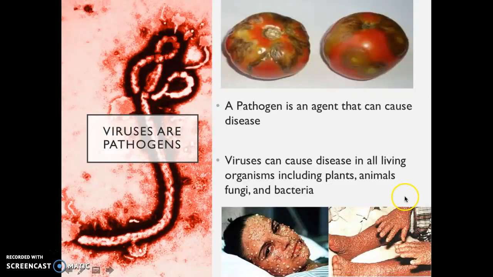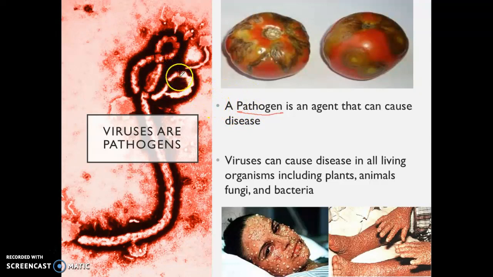Okay. The first thing is that you need to know that viruses are pathogens. Now, the word pathogen is very important for you to know, and that basically is any agent that is going to cause a disease. And viruses can actually affect any living organism, any living thing, such as plants, animals, fungi, and even bacteria can be affected by viruses. So they are really, really bad pathogens that cause diseases.